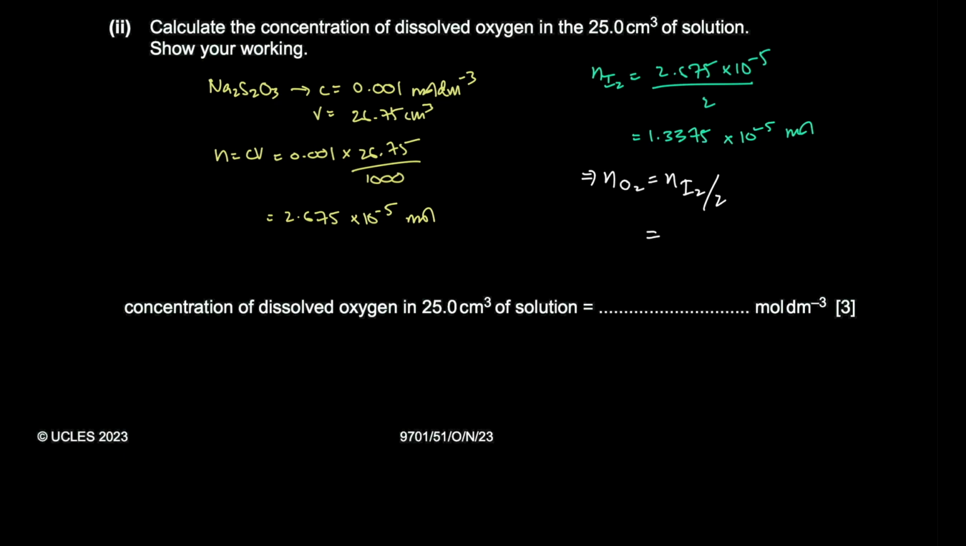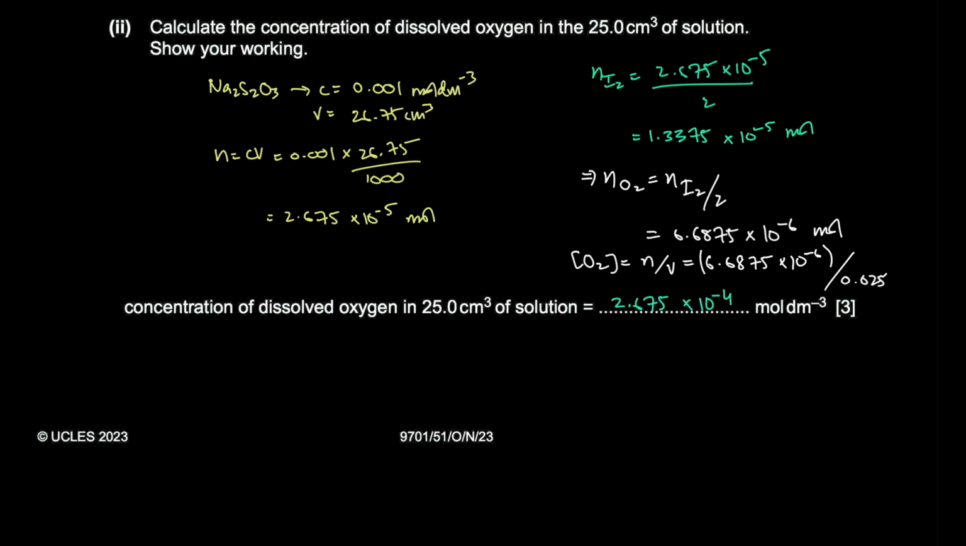Okay, and that gives us the number of moles of oxygen as 6.6875 into 10 to the power of minus 6. So that's the number of moles of oxygen. We want to find the concentration of oxygen, which is just the number of moles divided by the volume. The volume here is 25 cm cube, so that would be 0.025 decimeter cube, right? That's 25 divided by 1000. So that gives us the concentration of oxygen as 2.675 into 10 to the power minus 4 moles per decimeter cube.